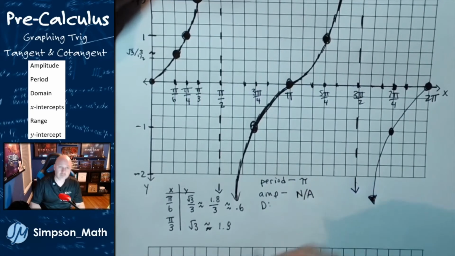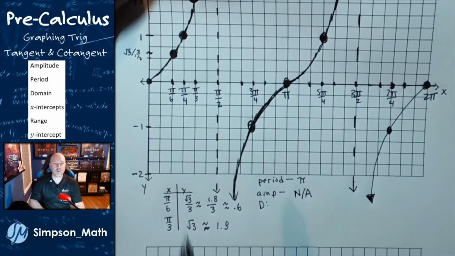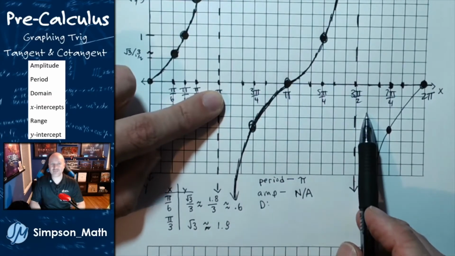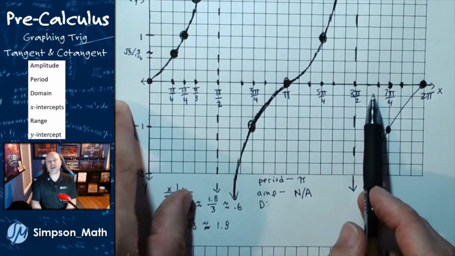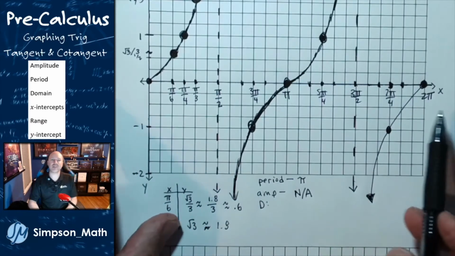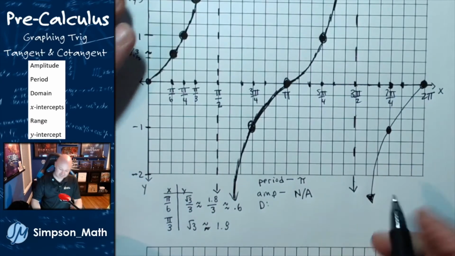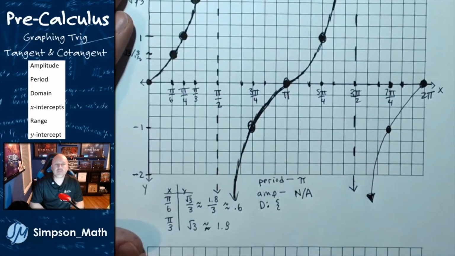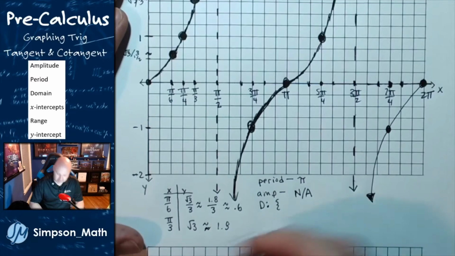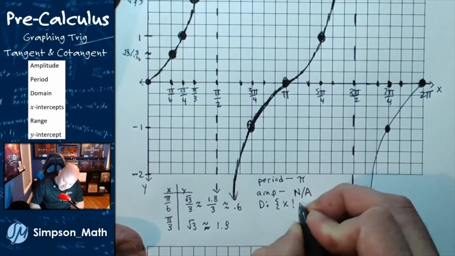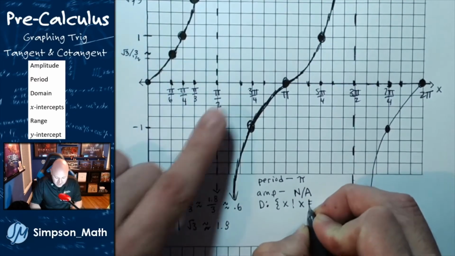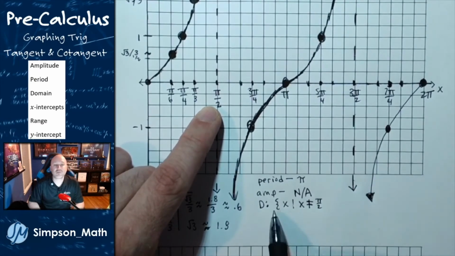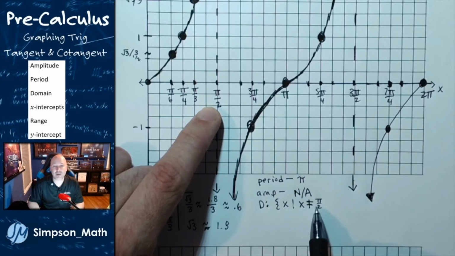Domain. Well, it does look like I have some problems. Pi halves is a problem. 3 pi halves is a problem. Negative pi halves. 5 pi halves. Negative 3 pi halves. 7 pi halves. I'm going to use set notation here, and I'm going to list a bad one. So I'm going to say all x values seem to be fine, but not pi halves. So the set of all x values such that x cannot be pi halves.